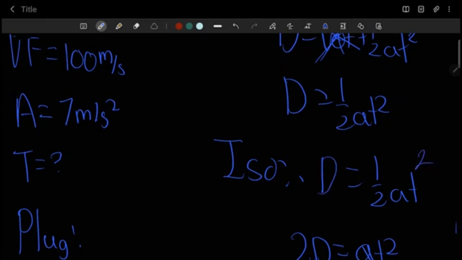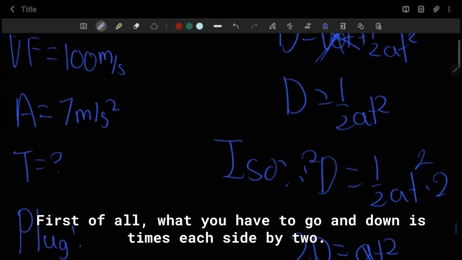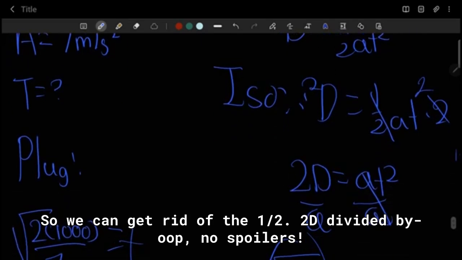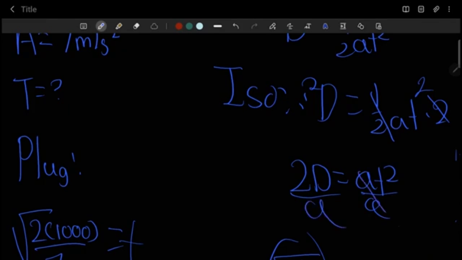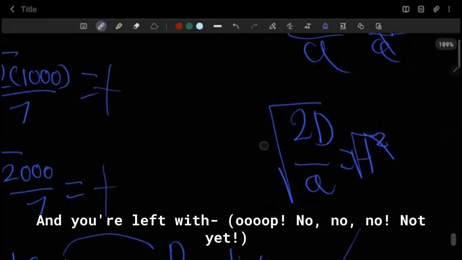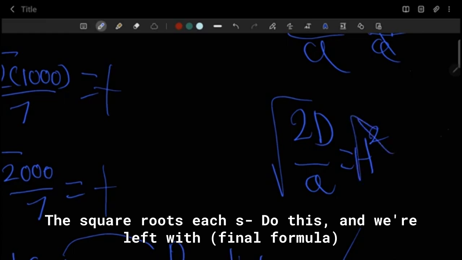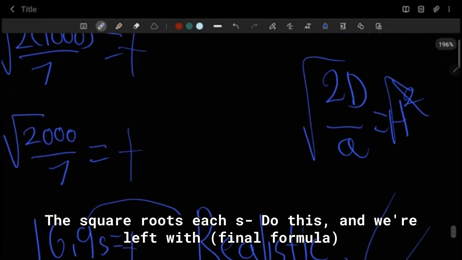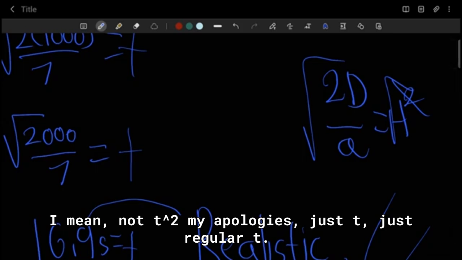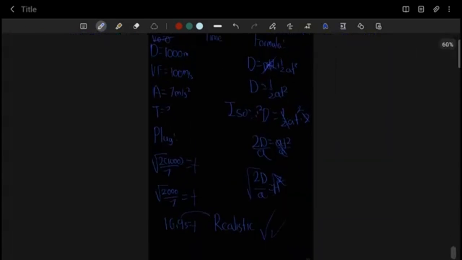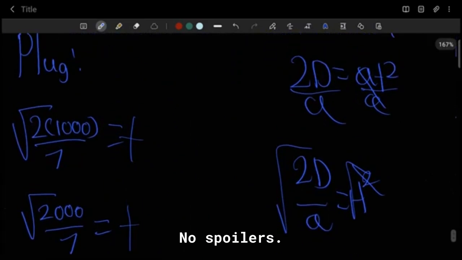There we go. Now, first of all, we times each side by 2, so we can get rid of the 1/2. 2d is equal to AT squared. Now we divide each side by a. We're left with 2d divided by a is equal to t squared. We square root each side, and then we're left with the square root of 2d divided by a, which gives us t. Not t squared, my apologies, just regular t.